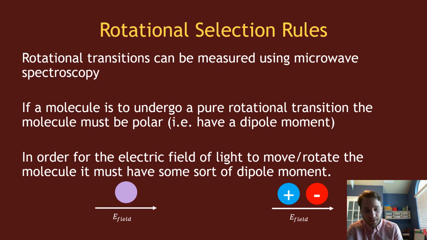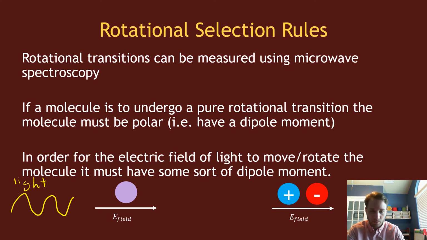Because light coming in, as we recall, is an oscillating electromagnetic field. That's what light is. So if this electric field is going to induce a rotation in this molecule, how? How is that electric field going to somehow cause this nonpolar molecule to rotate when it has no way to interact with the molecule? Because that electric field is not interacting with any dipole moment on the molecule.